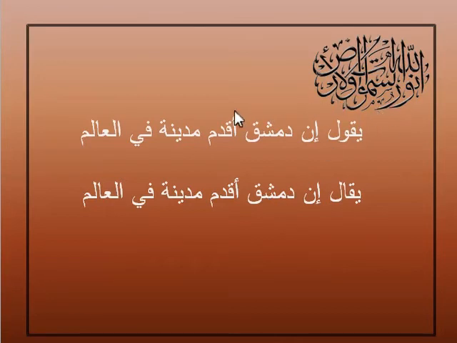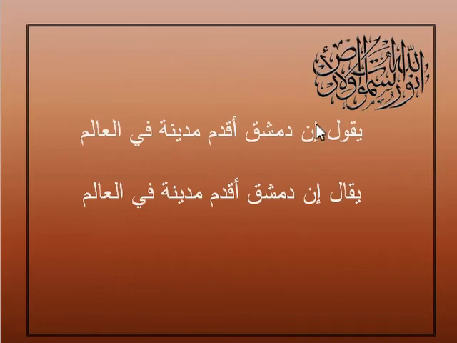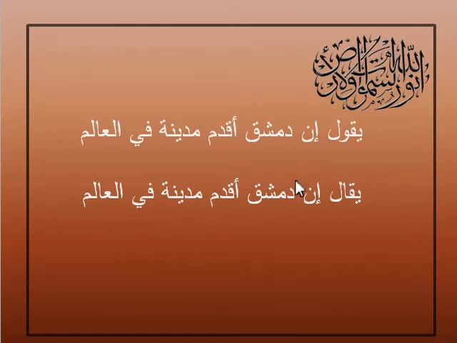يقول إن دمشق أقدم مدينة في العالم. يقول, he says that Damascus is what? The oldest city in the world. Okay, could be, but why is one person saying that? Who? يقال إن دمشق أقدم مدينة في العالم. It is said that. It is said, right? This is like one of the Wikipedia weasel words. It is said by whom? Well, we don't know by whom, but somebody says this, right? It is said that Damascus is the oldest city in the world.